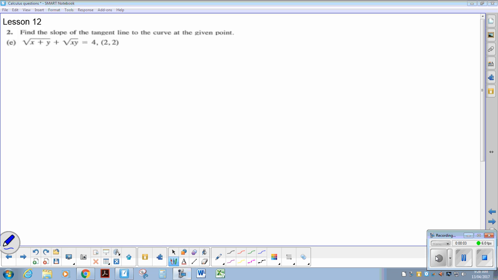All right, I've had a question about Unit 3, Lesson 12, and I'm looking at 2E. So this is implicit differentiation. There's a whole bunch of stuff going on here. You have every rule in play: power rule, product rule, quotient rule, etc.